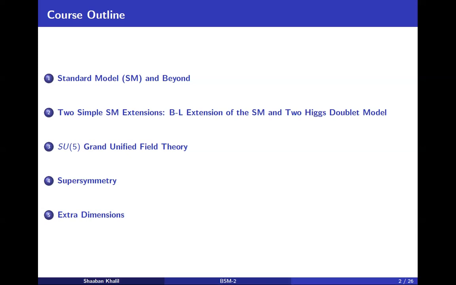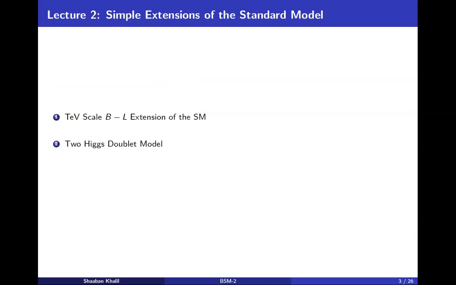But I hope we can have these 2 examples in one lecture so we can have more time for more detailed models in the next lectures. So today I will start with what's called the TeV scale B-L extension of the Standard Model. And as I mentioned, we may also discuss 2 Higgs doublets.